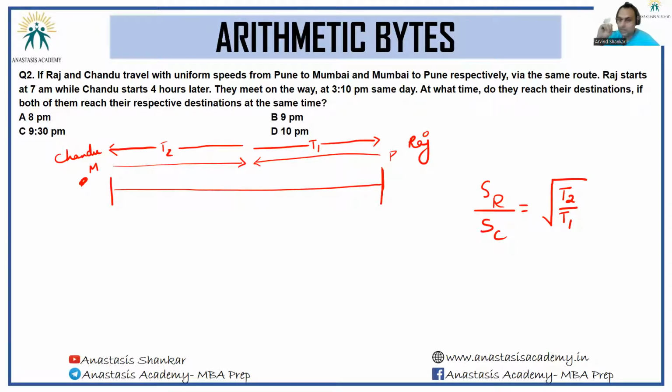These 2 people are not starting simultaneously. They're starting with a gap of 4 hours. And later they meet somewhere at 3:10. And then they reach their destination at the same time. For those of us who have done time, speed, distance and are aware of this setup, can you simply visualize them moving back in time?